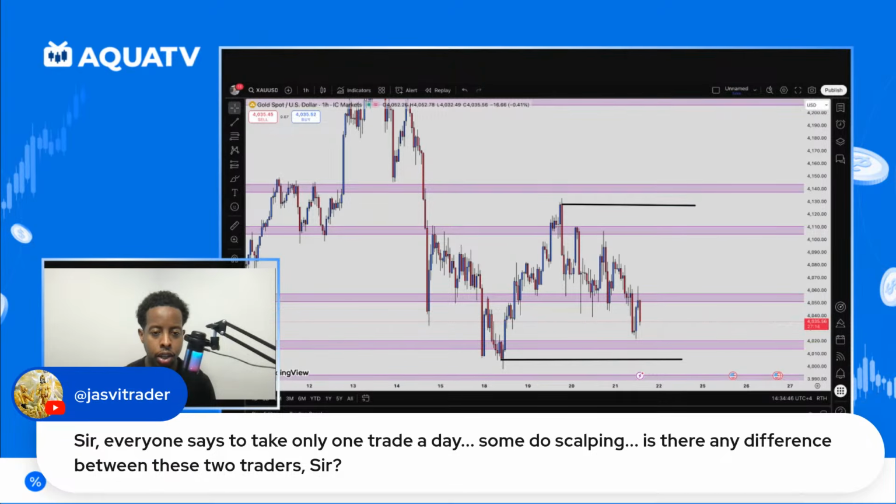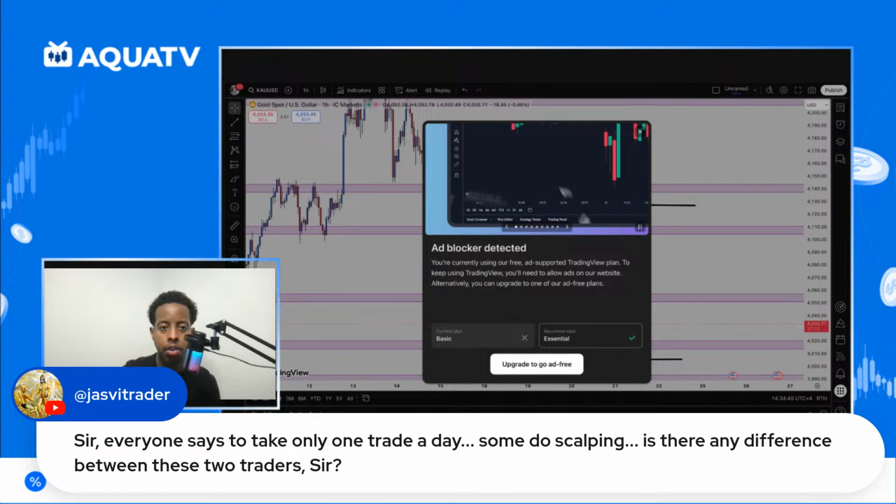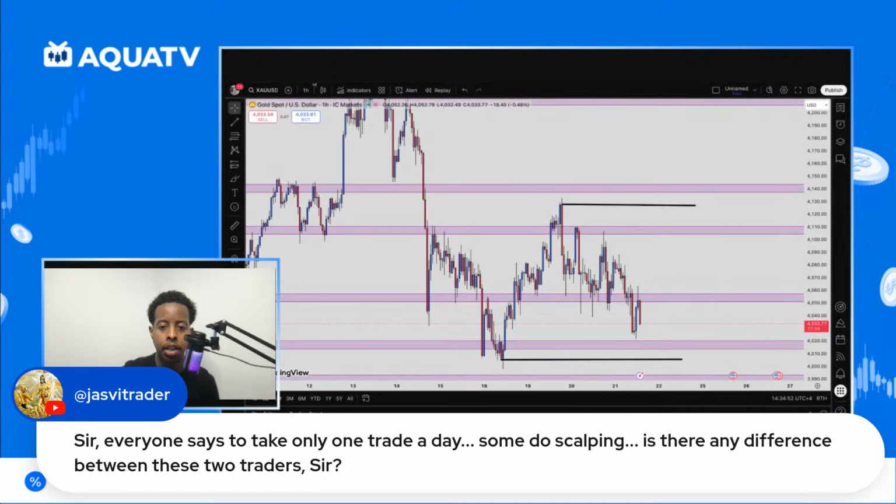So everyone says to take only one trade a day. Some do scalping. Is there any difference between these two traders? Again, they both work. Whether you take one trade a day or multiple trades a day, there's no difference. If you are profitable, you're profitable. There's no one or the other. You can scalp and be profitable, you can swing and be profitable, so long as you have a winning system.